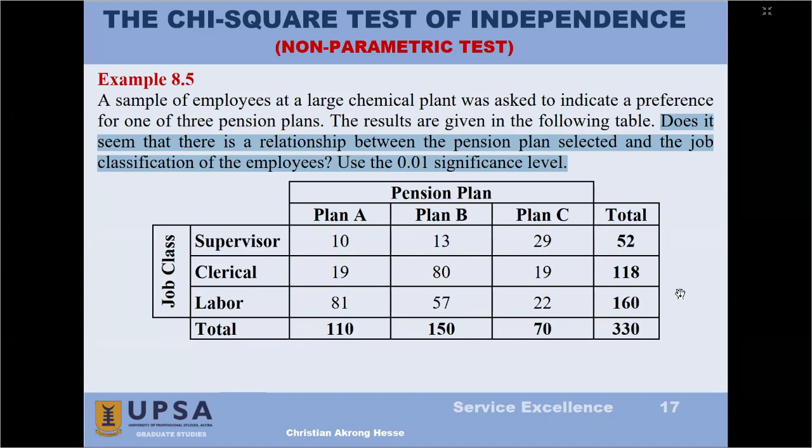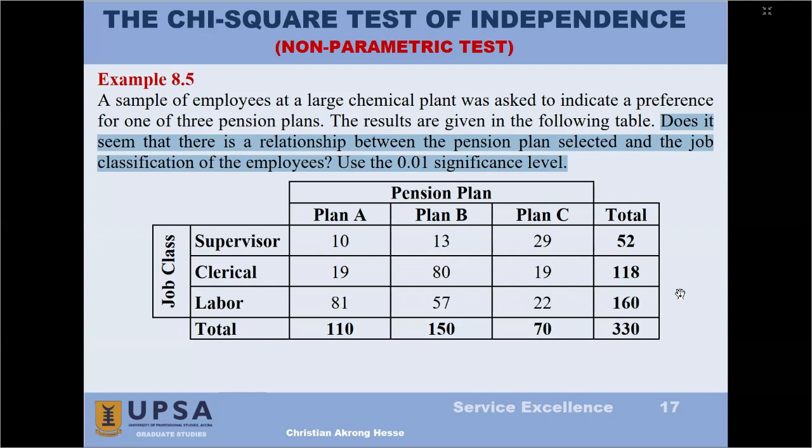Hello, sir. Yes, I'm listening. Please, why is it that you say H naught is there is no significant relationship when the question says it seems there is a relationship? Does it seem there's a relationship between the pension plan selected and the job classification?